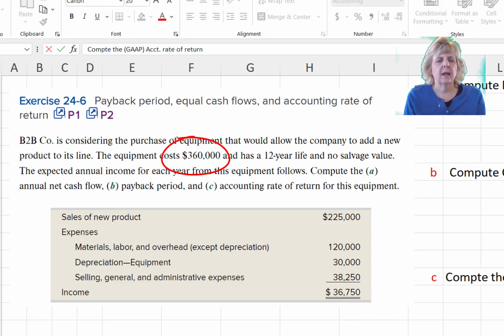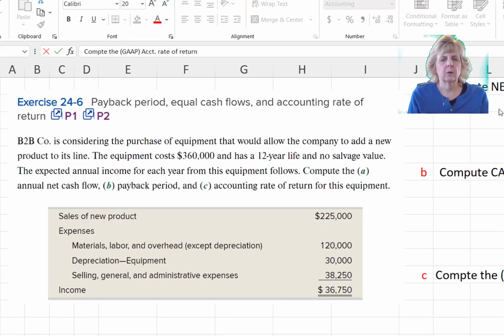The expected annual income, be careful, the author goes back and forth. Sometimes he gives you cash, sometimes he gives you net income. You need to be able to convert one to the other. So the expected annual income for each year from this equipment follows. You'll see that in the box below. And the author asks you to compute the annual net cash flow, which is used for 3 out of the 4 methods that we're learning, the payback period, and the accounting rate of return for this equipment.